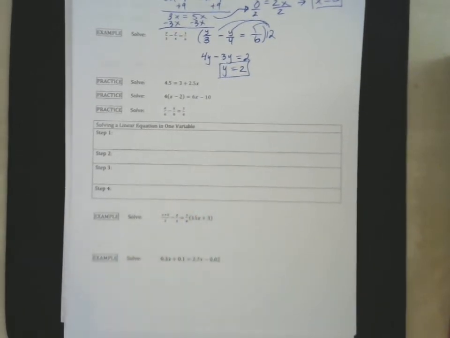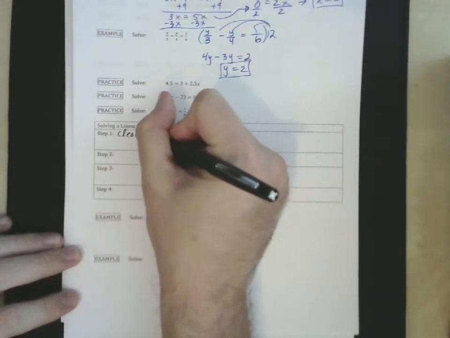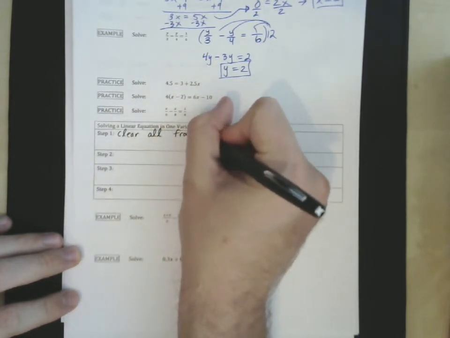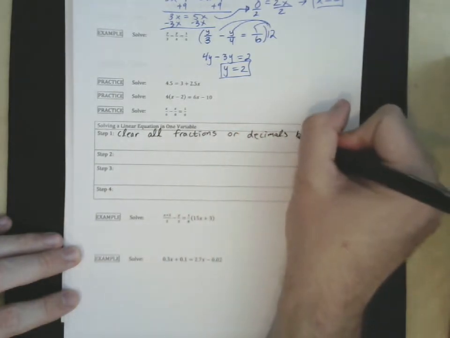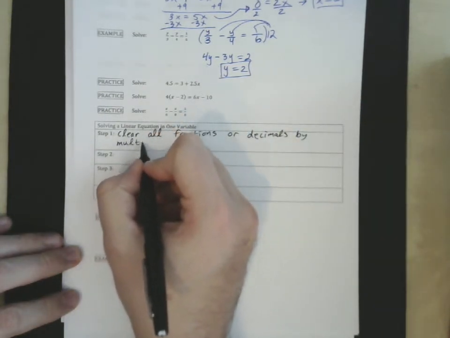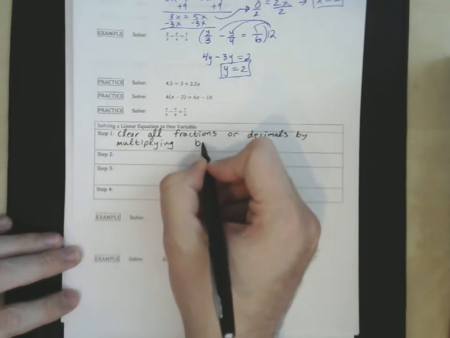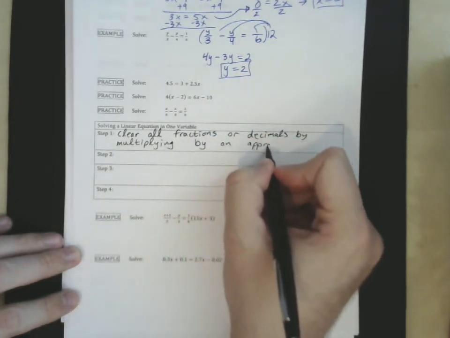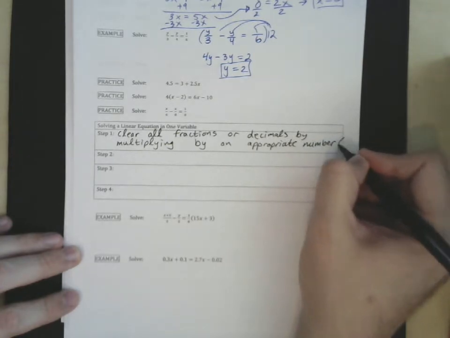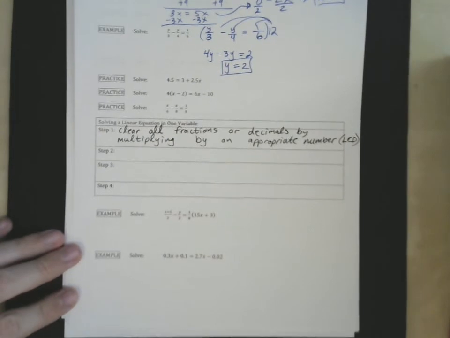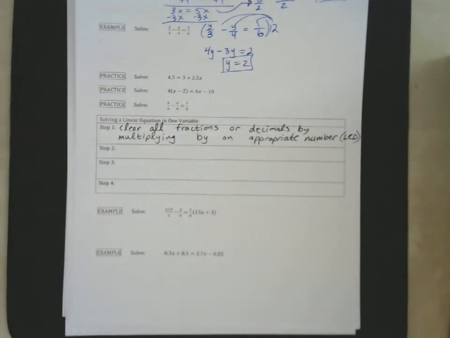What we're going to talk about now is solving a linear equation. The steps basically describe what we just did in a quick little step-by-step thing. So the first thing that we want to do is clear all fractions or decimals by multiplying by an appropriate number. For example, the least common denominator, the LCD, like we did up here, or by the correct power of 10.